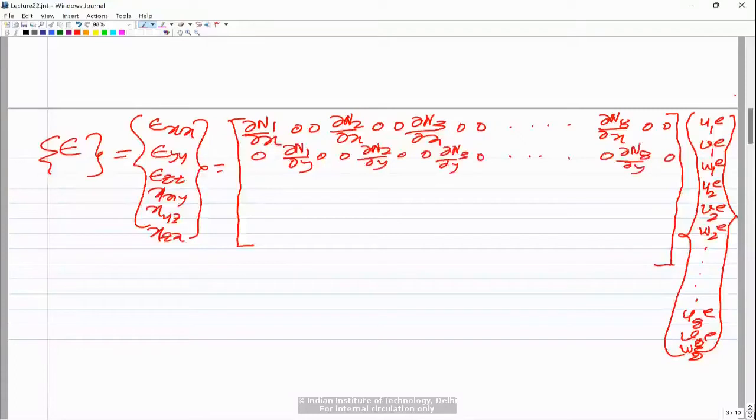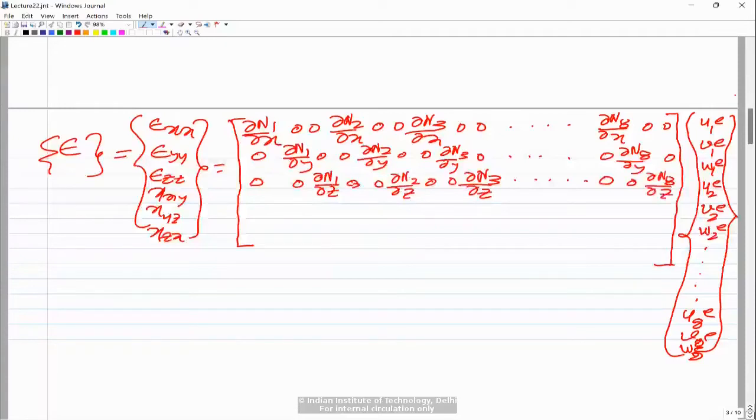Epsilon zz is del w by del z. So it comes with the w degrees of freedom, which is third, sixth, and ninth, and so on. So 0, 0, we'll have del n1 by del z. Now the derivatives of the shape functions are with respect to z. 0, 0, and del n2 by del z, 0, 0, del n3 by del z, and so on, and then 0, 0, del n8 by del z. So this is epsilon zz.